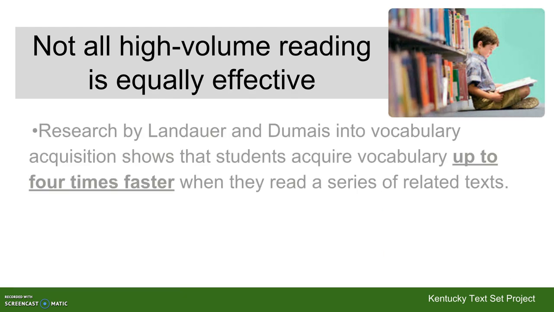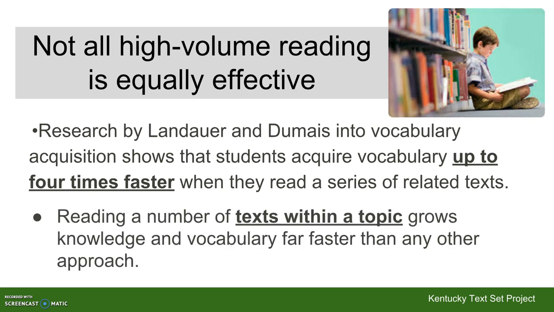Studies have revealed that students acquire vocabulary up to 4 times faster when they read a series of related texts versus reading the same number of unrelated texts. In fact, reading related text grows knowledge and vocabulary far faster than any other approach. Consider how content area units are designed around topics or phenomena in science, or chronological studies and historical events in social studies. It just makes sense because students are able to put their learning in context.